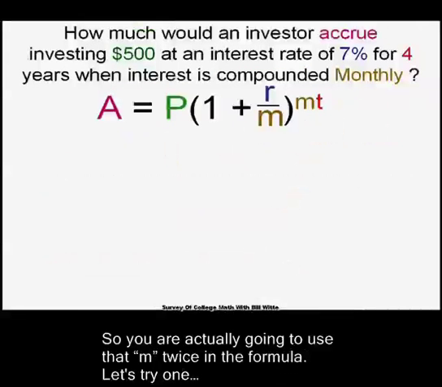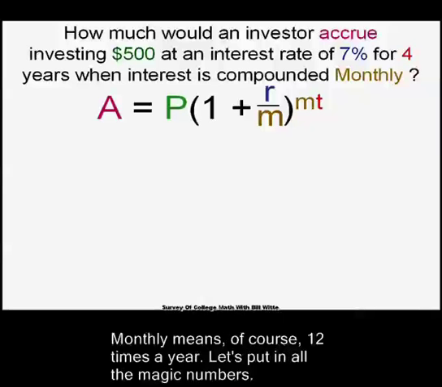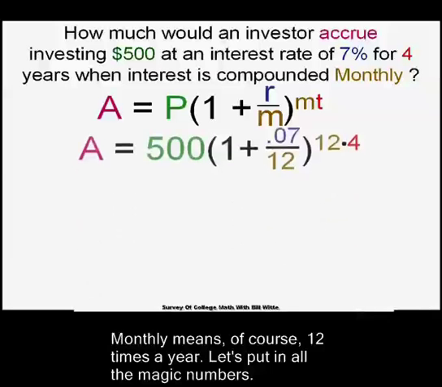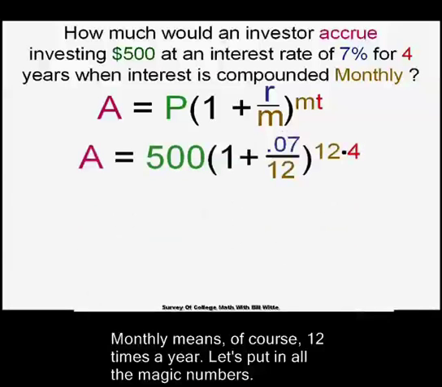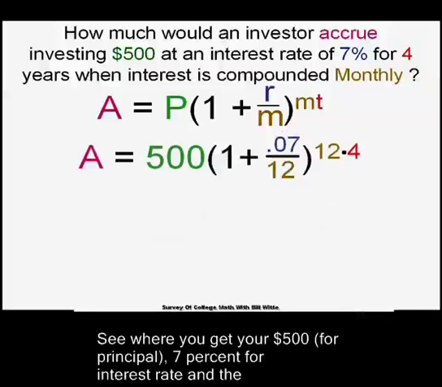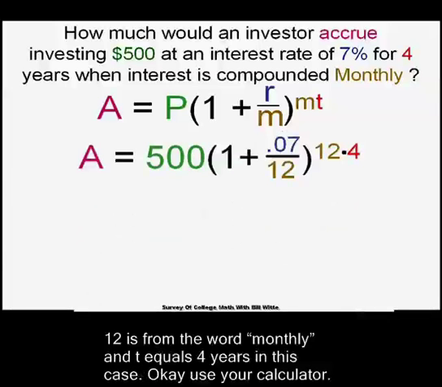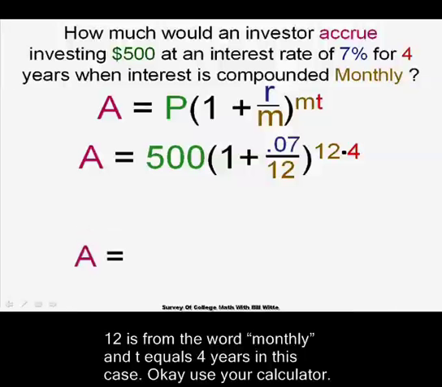Now what am I gonna do? Let's try one. How much would an investor accrue if they took $500 at an interest rate of 7% for 4 years, and the interest is compounded monthly. Okay, monthly means, of course, 12 times a year. Well, let's put in all the magic numbers, and you see where you get your 500 for principal, 7% for interest rate, the 12 is the monthly, and T is 4 years in this case.